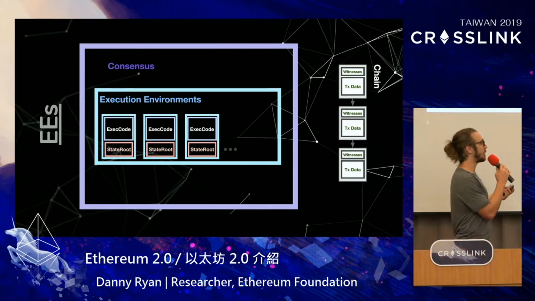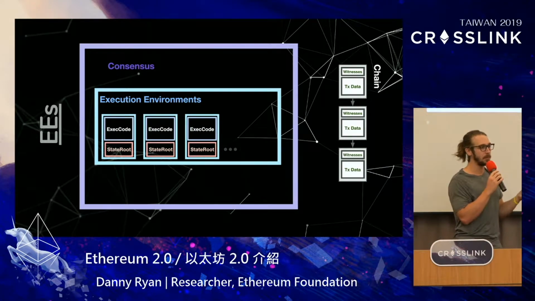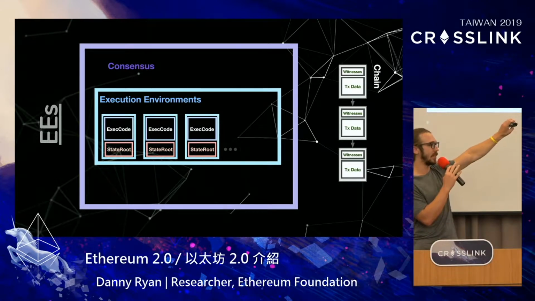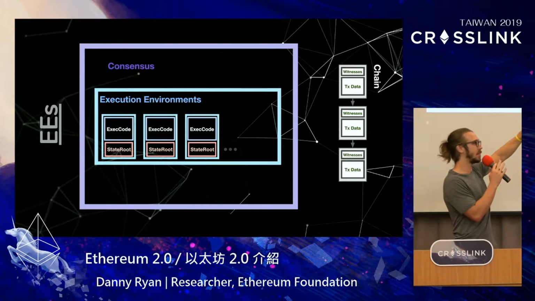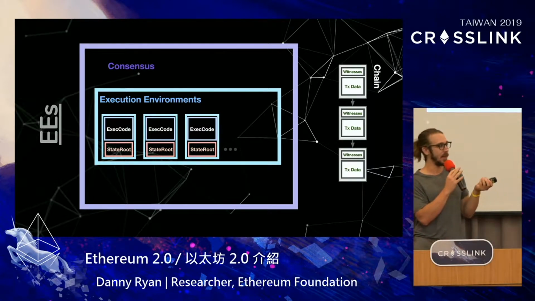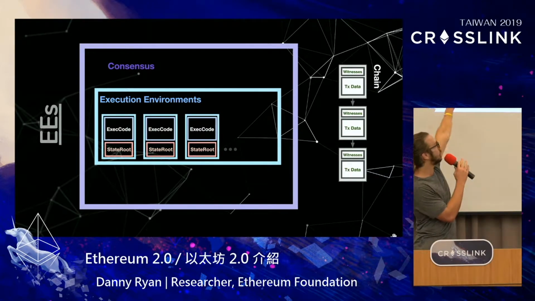what we call witnesses, which is essentially showing up in the block with the database that you need to execute that actual transaction data against the state. And not just the database, but the proofs that that data is valid with respect to the current state root.